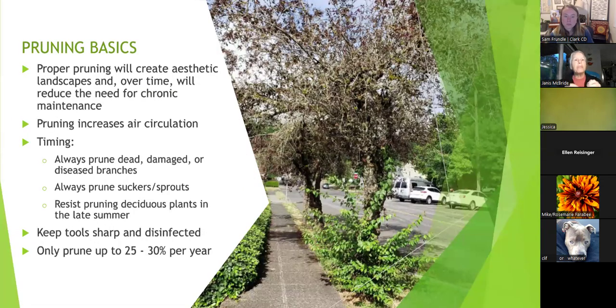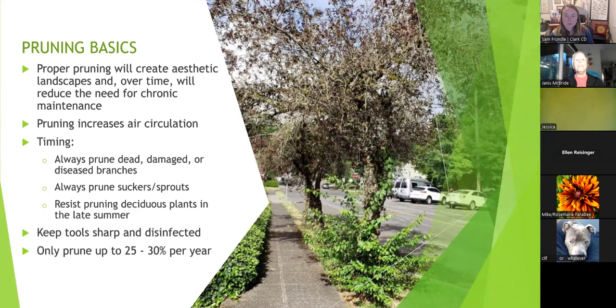Okay, some quick pruning basics. Proper pruning is going to create aesthetic landscapes, and over time, it will reduce the need for chronic maintenance. It increases air circulation, which is going to cut down on fungus disease. So it is important to make sure we keep things pruned and loose.